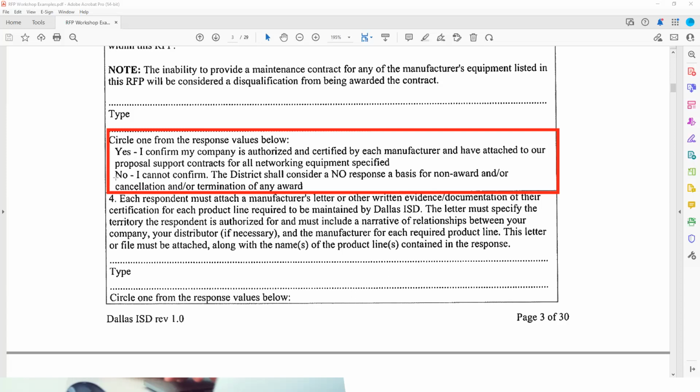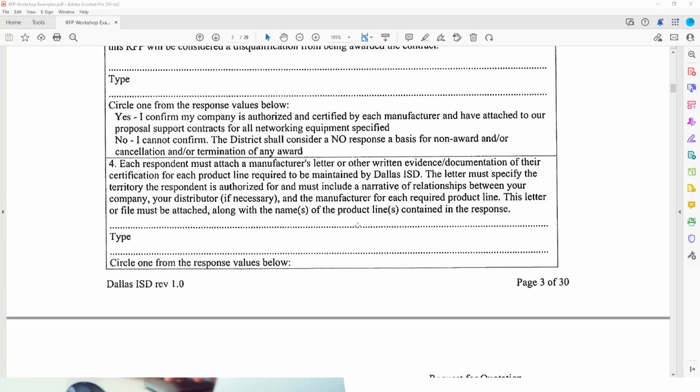This one, no, I cannot confirm. And then it says the district shall consider a no response on the basis for non-award and or cancellation and or termination for any award. So they're telling you right now. So for the purpose of this, we're going to say yes. Why? Because we're just that kind of company, right? We have all of our ducks in a row. We have all of our information and we know what we have to submit, and we're working on our checklist, right? Because we already got our specific tools in place.